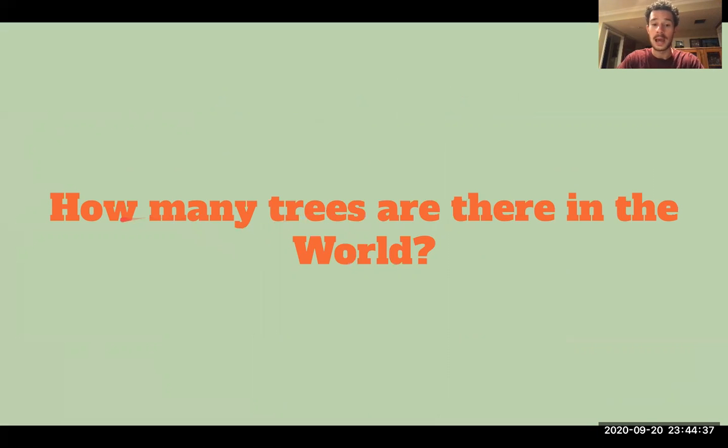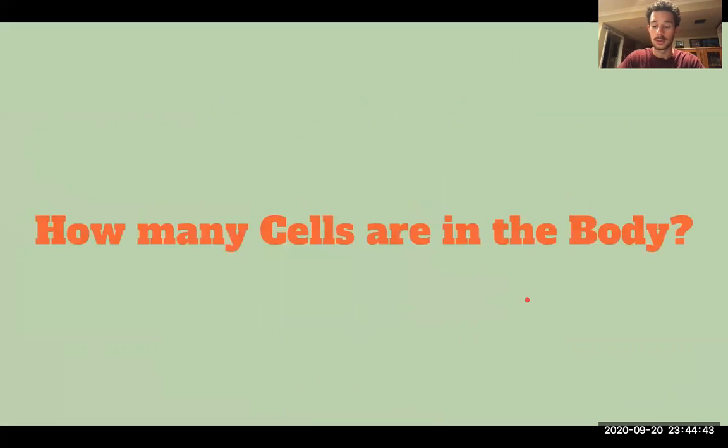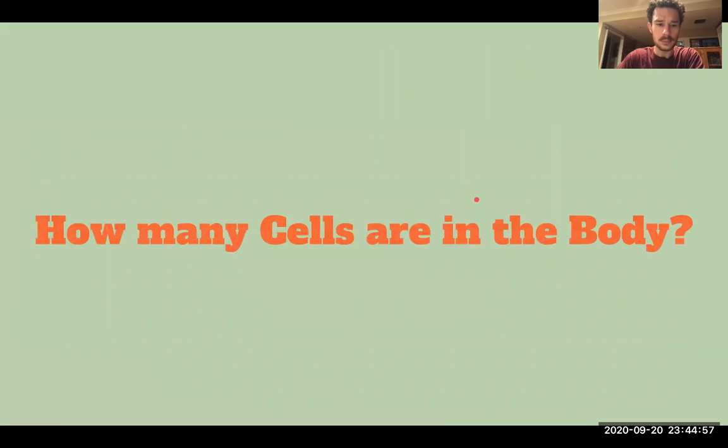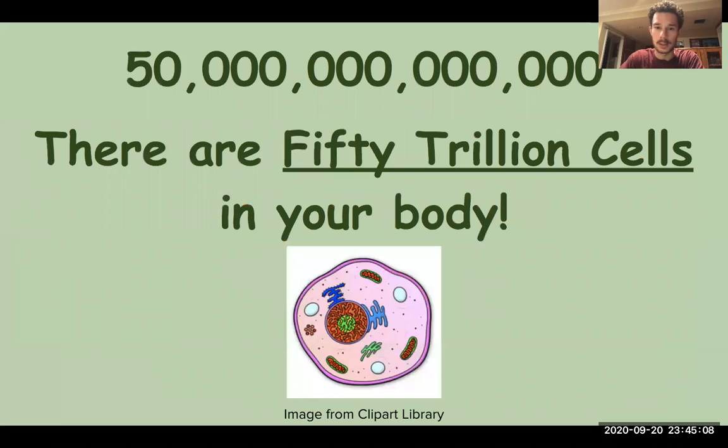One country. How many trees do you think there are in the entire world? 400 billion trees in the entire world. So we said that there's 7 billion people in the world. There's 400 billion trees. Okay, that's a lot. Now, how many cells are there in your body right now? Do you think there are more than 400 billion or less than 400 billion? Okay, so there's actually 50 trillion cells in your body right now. Okay, that's trillion with a T. Look how many zeros there are here.